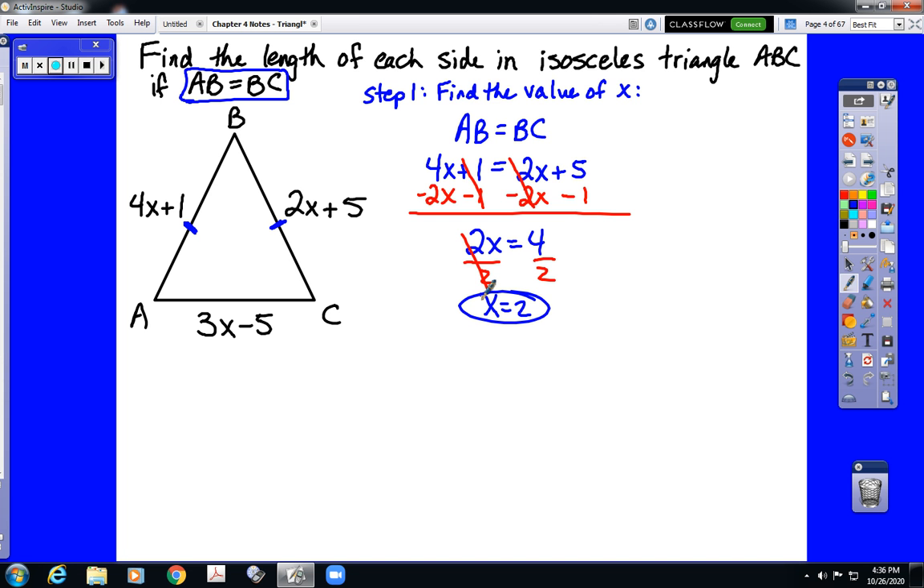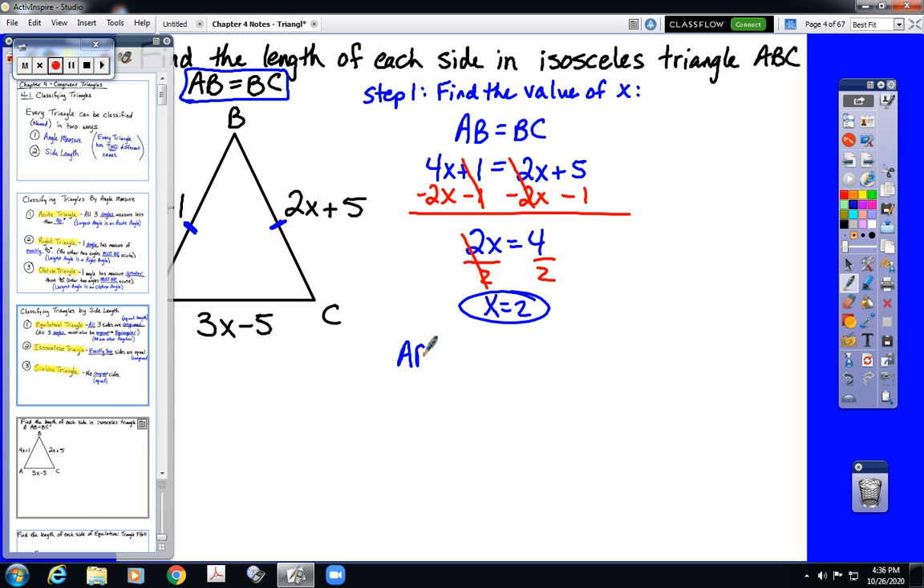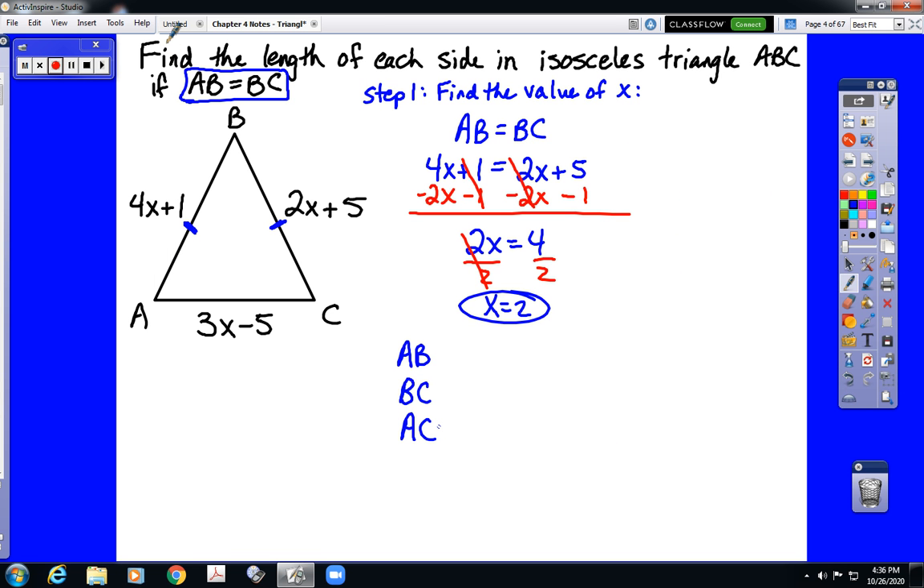Now, some of you are going to think you're done at this point, but you need to remember that you need to go back and make sure that you've answered the question that was asked. In this case, you were asked to find the side lengths of this triangle, which means we have three answers we need to provide: the length of AB, the length of BC, and the length of AC. Those are the three values that we have to provide. Now we provide those by plugging x back in.